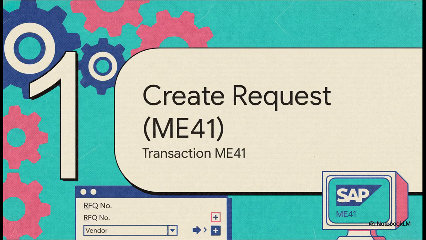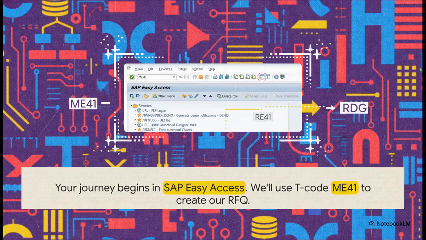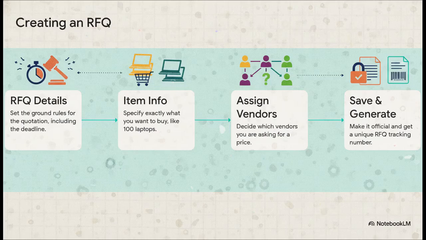All right, first up, creating the initial request for quotation. And in the world of SAP, this all starts in one specific place, a transaction called ME41. So if you're new to this, transaction codes, or T-codes, are basically just shortcuts in SAP. They take you directly to the task you want to do. To kick this whole thing off, we're just going to type ME41 right into that command field.